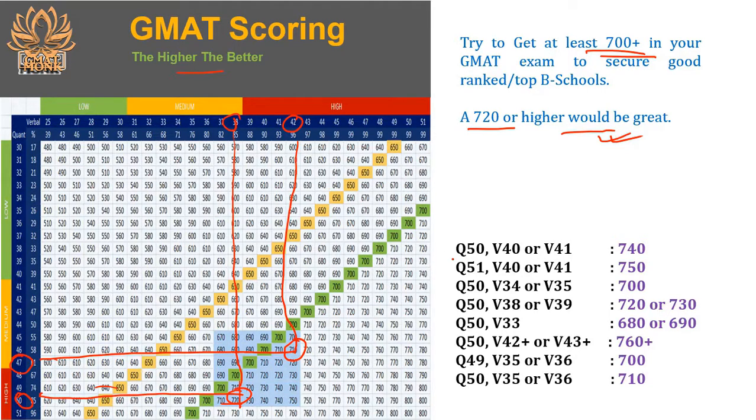So here are some combinations. If you get Q50 and V40 or 41, you can get 740. If you get Q51 and V40 or 41, then you can get 750. If you get Q50, that is quant 50, and 34 or 35 in your verbal, then you can get a 700 score. So these are some combinations.